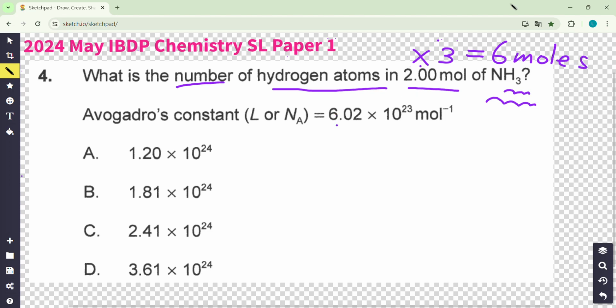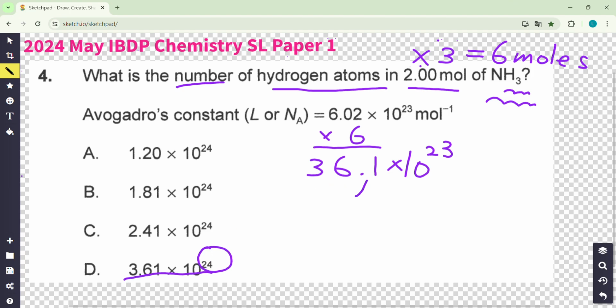Okay, so multiply our Avogadro number with 6. Okay, you work it out. No need for the calculator, of course. 36.1 times 10 to the power 23. Now this question, why? There's no such answer. Why? This one is 3.61 times 10 to the power 24.